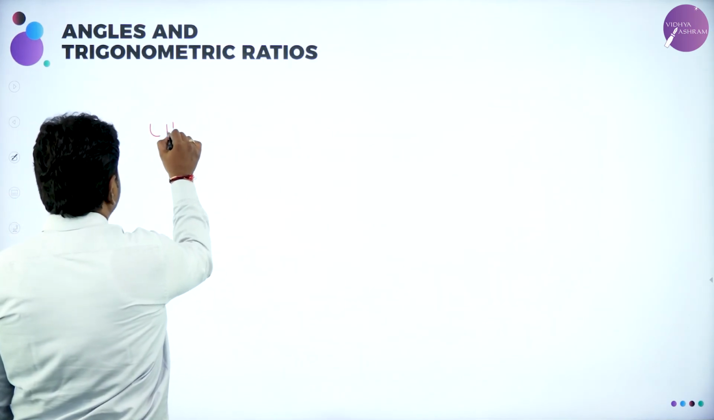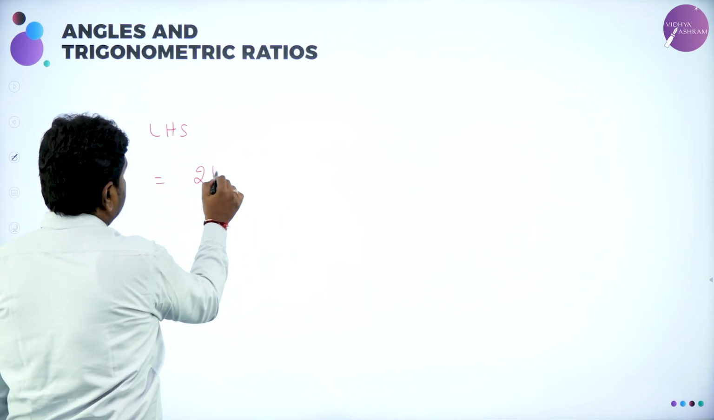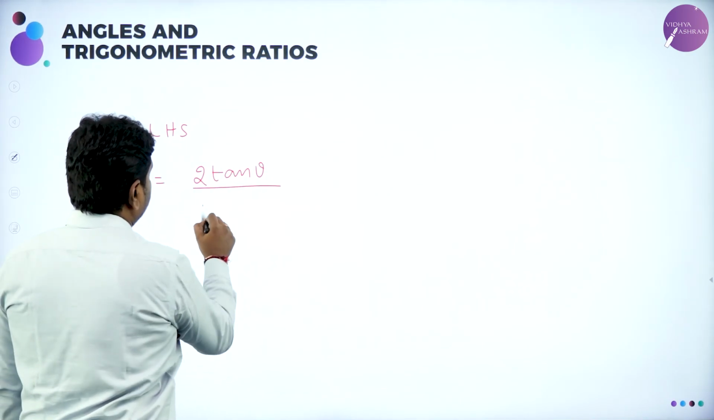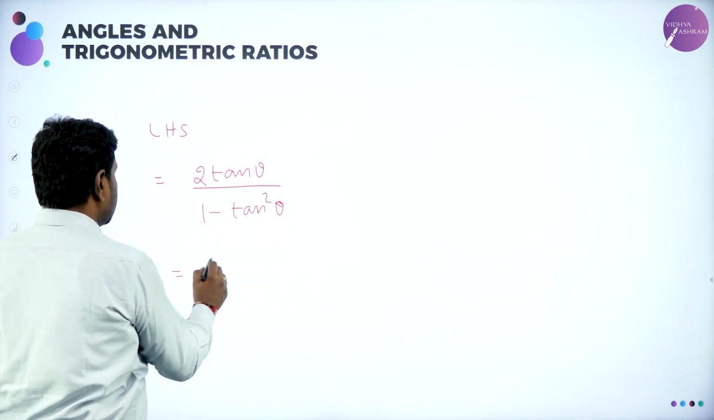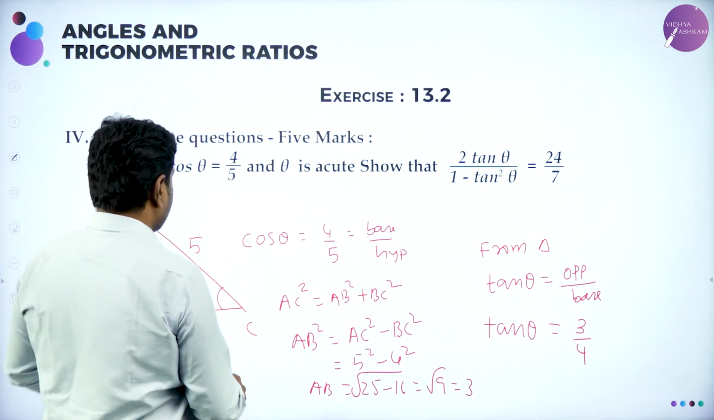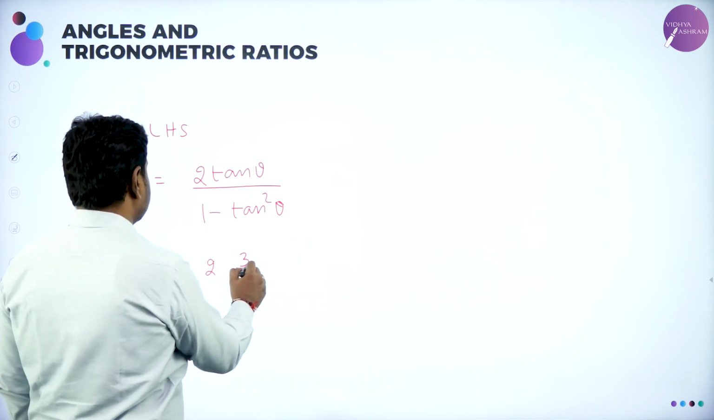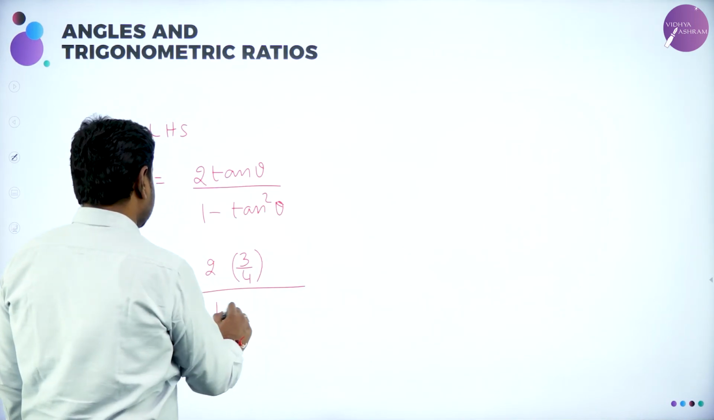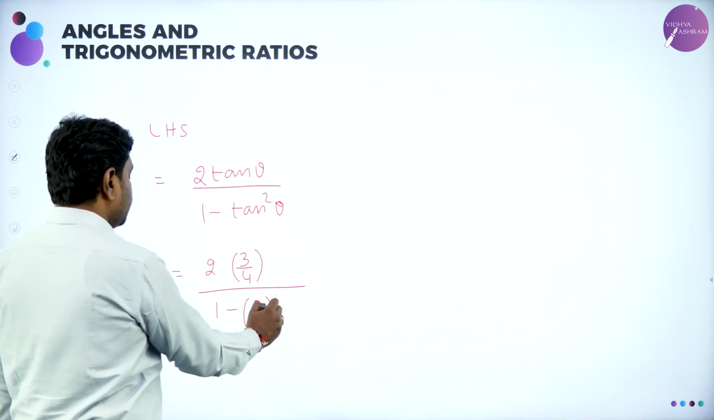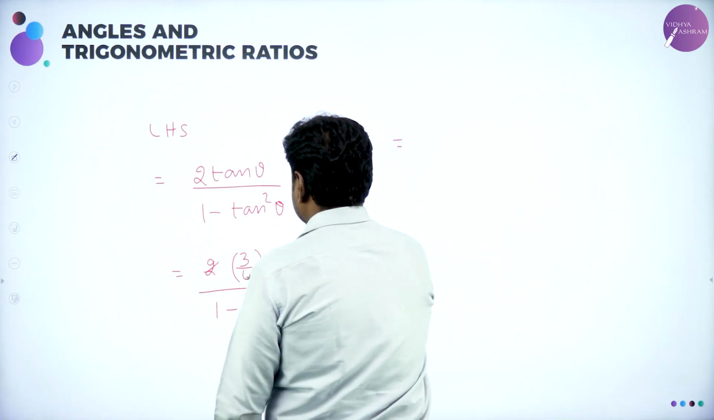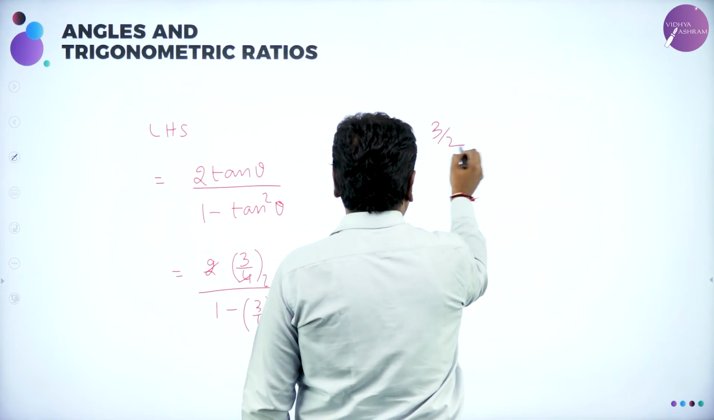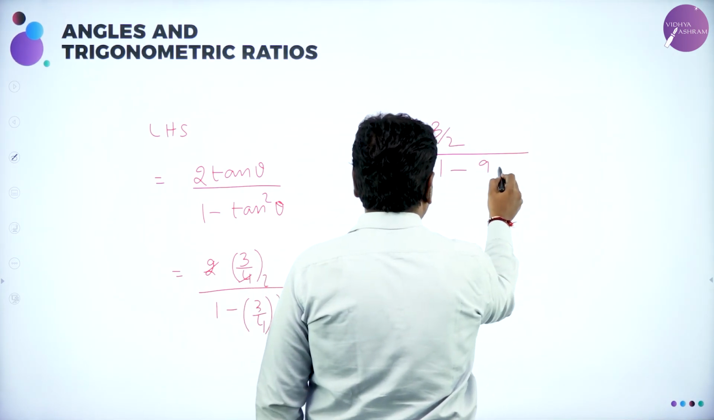So take LHS. What is LHS? 2 tan theta divided by 1 minus tan square theta. Substitute the values. That is 2 times, what is tan theta? Tan theta is 3 by 4. 2 times 3 by 4 divided by 1 minus 3 by 4 the whole square. Further simplification gives you 3 by 2, and denominator is 1 minus 9 by 16.